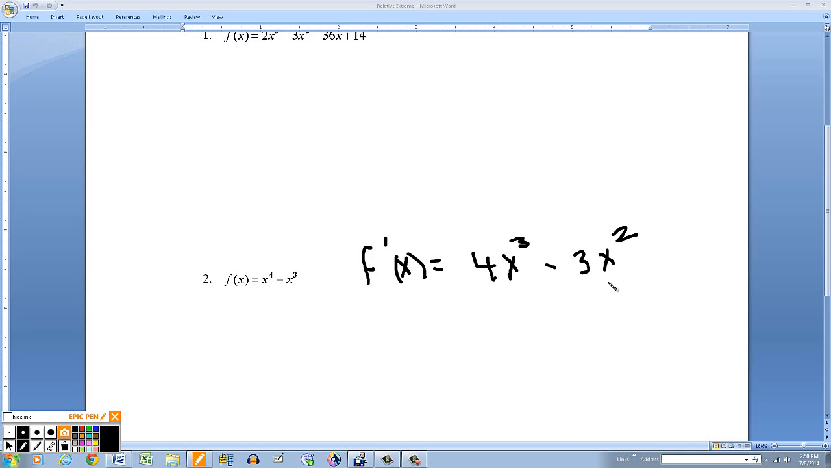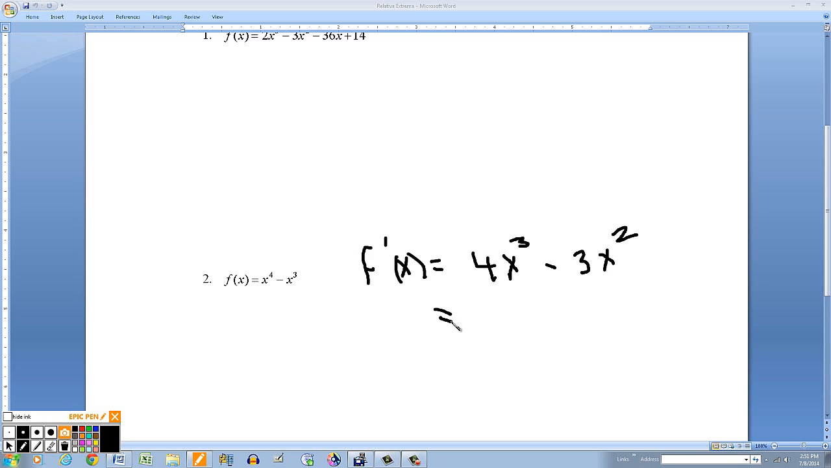Again, a polynomial is defined for all numbers. So again, a critical number is a number in the domain of the function for which the derivative is 0 or undefined. So in this case, since everything is defined, this function is defined for all real numbers. The only thing we have to do then is find the numbers that make the derivative 0.